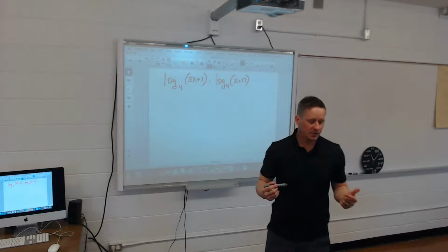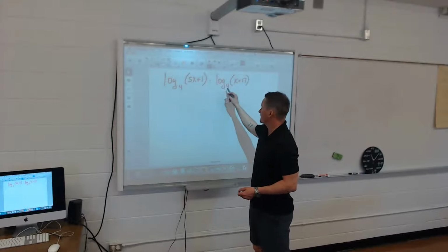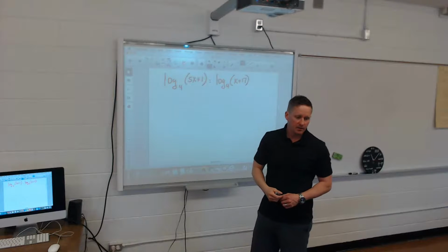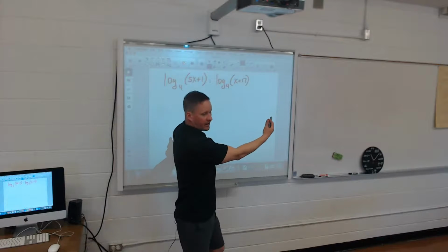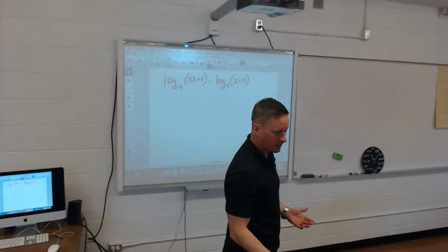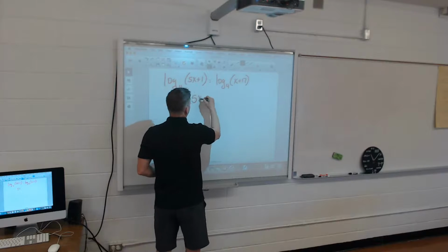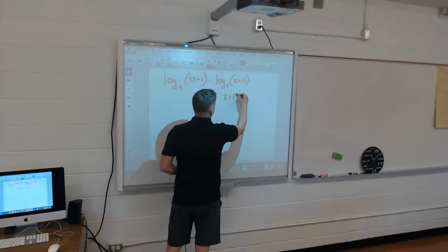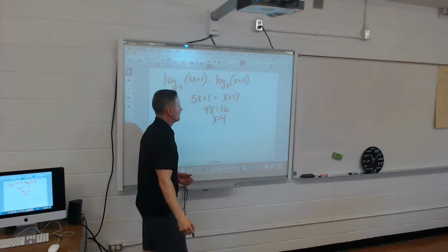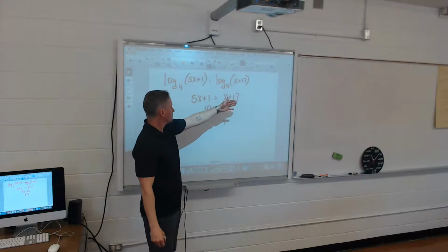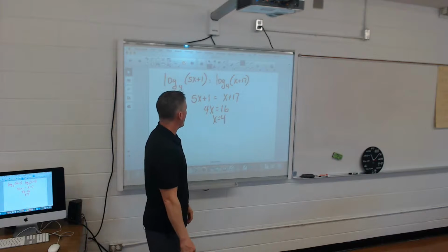Okay, so in this question, this one's different. This is an easier question. You notice the bases are the same. They're both the same base, right? So basically, all I need to know is that 5x plus 1 should equal x plus 17 if the left side and the right side are going to equal each other. So I can make this one real simple. 5x plus 1 has to equal x plus 17. Subtract 1, subtract x, 4x equals 16, divide by 4, I get x equals 4.